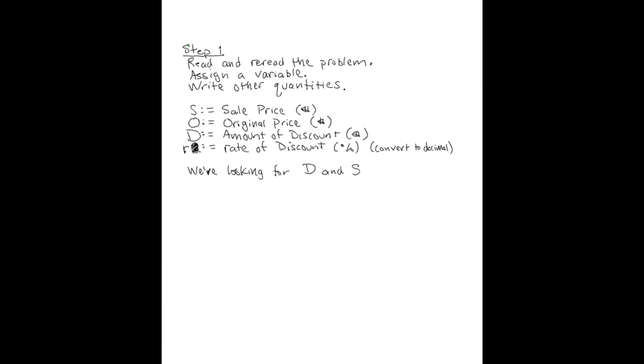Alright, well, with that information, we should be able to identify our quantities and what we are looking for. We have them all written here. So the sale price is capital S, the original price is capital O, the amount of discount is capital D, the rate of discount is lowercase r. We're given lowercase r and capital O. We're asked to find capital D and capital S. Okay, now we can move on to step 2.